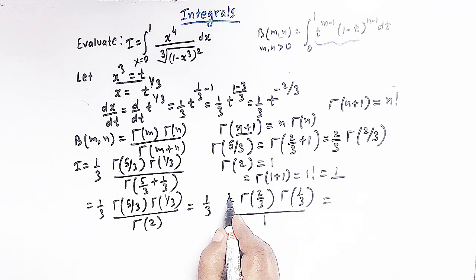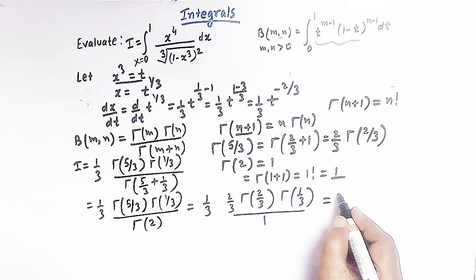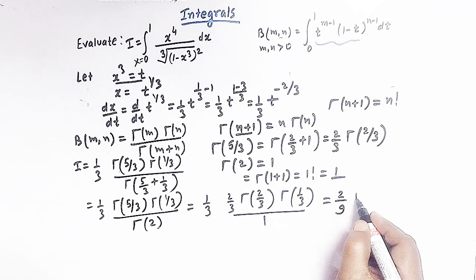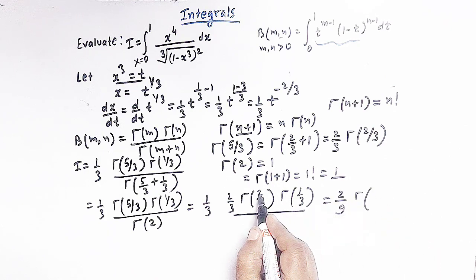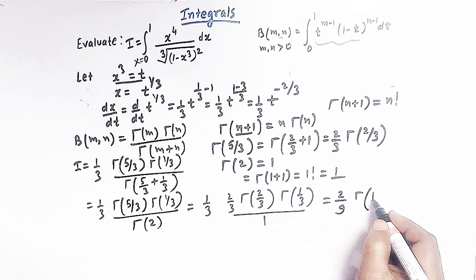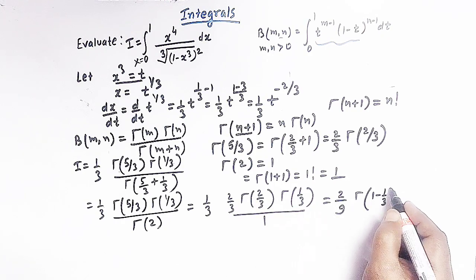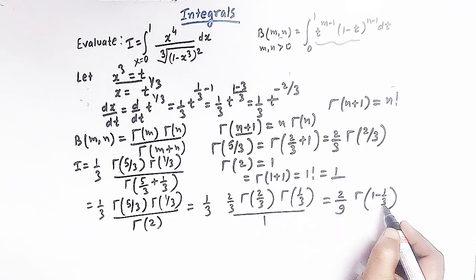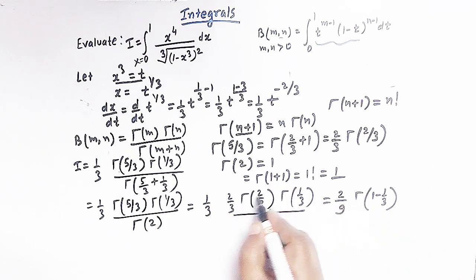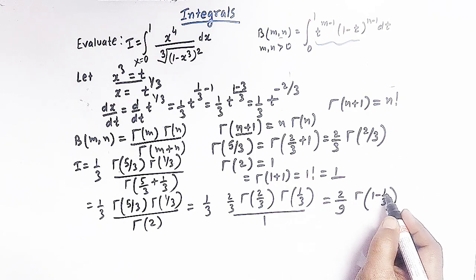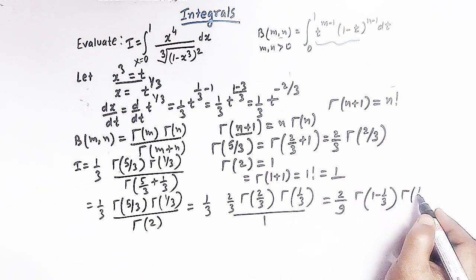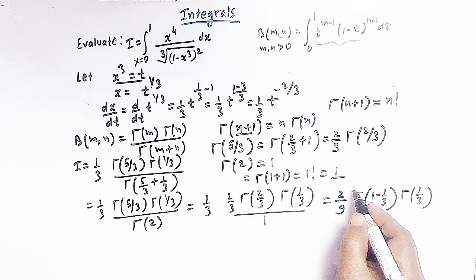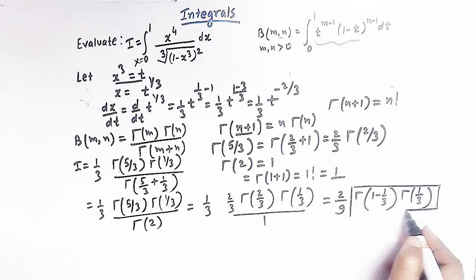So now here we can multiply these two fractions. So we have 2 over 9, and then we can now write this 2 over 3 as 1 minus 1 over 3, right? So the purpose of writing 2 over 3 as 1 minus 1 over 3 is to make use of the famous Euler's reflection formula. So gamma 2 over 3 can be written as gamma 1 minus 1 over 3, and here we have gamma 1 over 3. So now let us look at this expression.